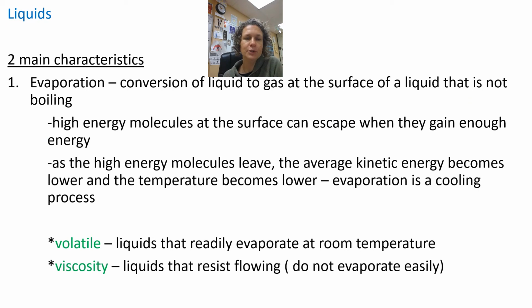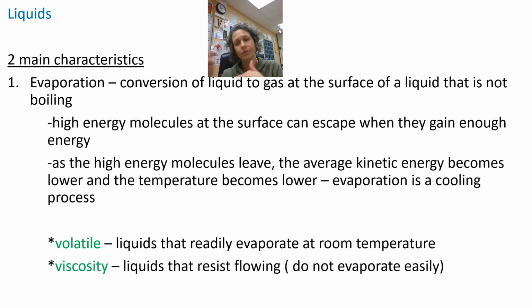Okay, now to liquids. We've got two main characteristics. First off, liquids have the ability to evaporate, and evaporation is very specific. It's the conversion of a liquid to a gas at the surface of the liquid, and the liquid is not boiling. And so what happens is the high energy molecules at the surface leave the liquid, escape in the gas form when they gain enough energy. They gain this energy from collisions with each other.